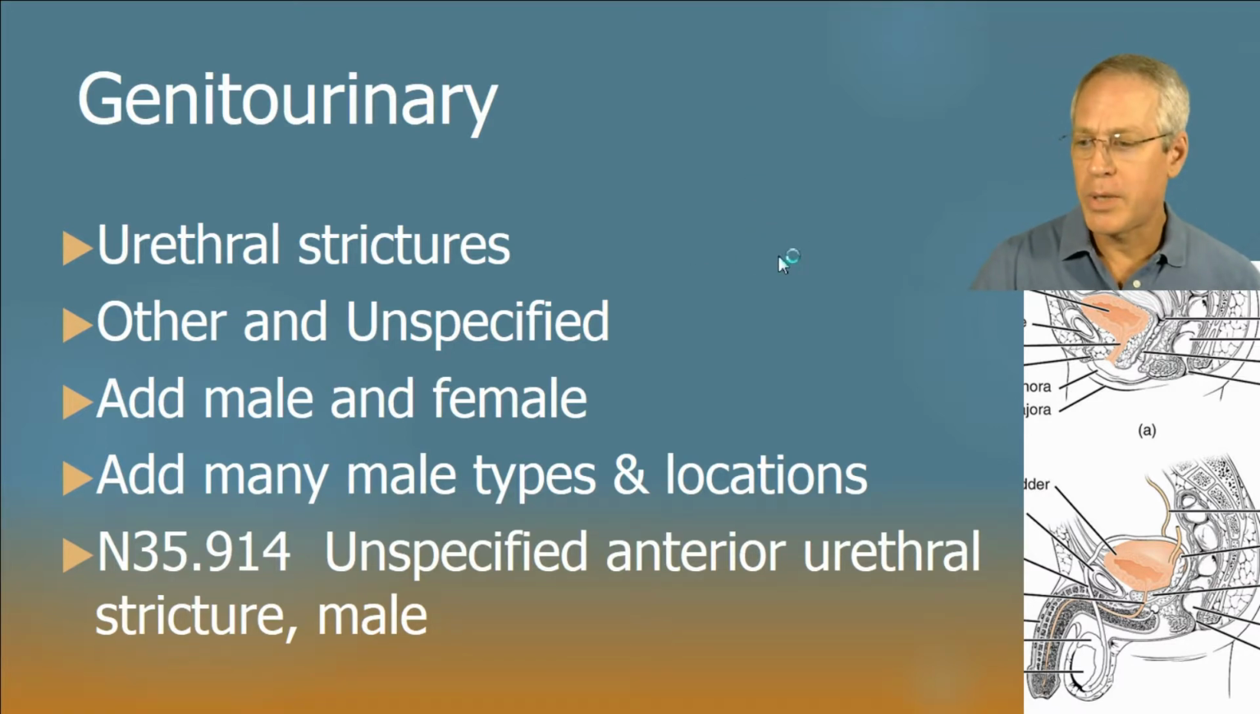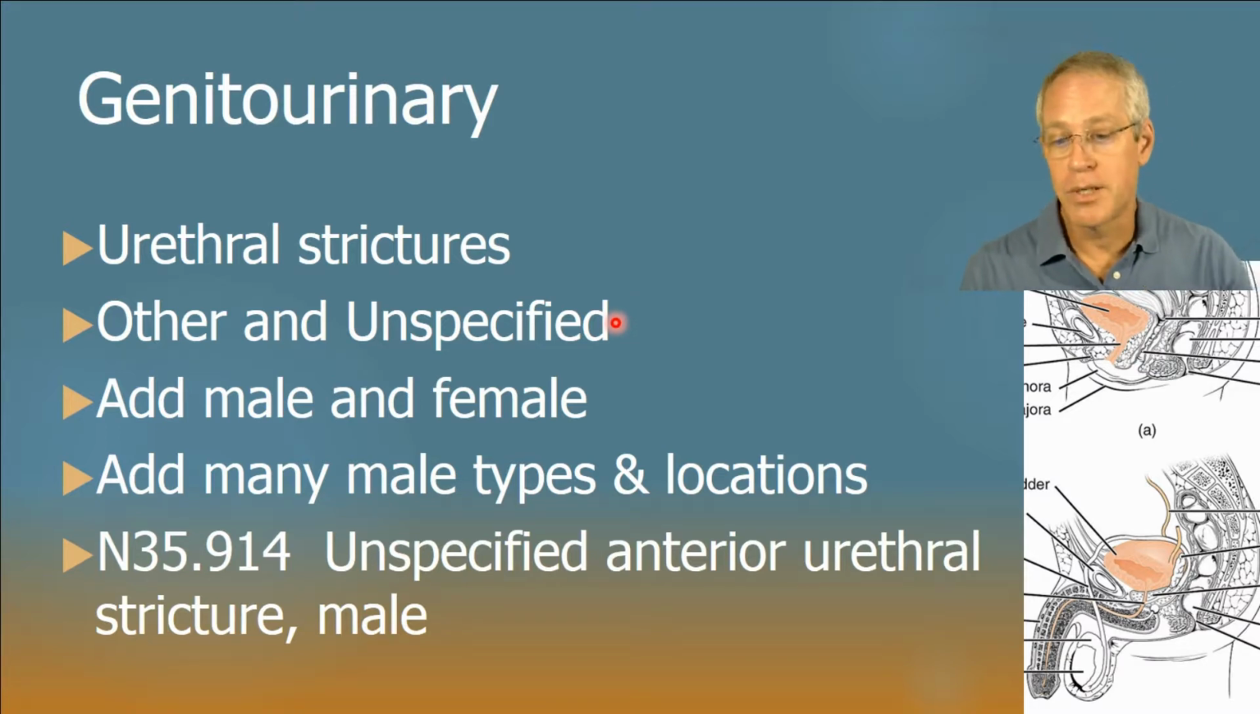So the locations, for example, are anterior, posterior, and overlapping that you'll see. Again, these are just added to the other and unspecified, and sadly, oftentimes that's all we'll get. It's just anterior urethral stricture, no mention of the etiology, or the etiology isn't post-traumatic or post-infective. This is the kind of code that you'll use, but at least we've now got that region to choose from for specificity.